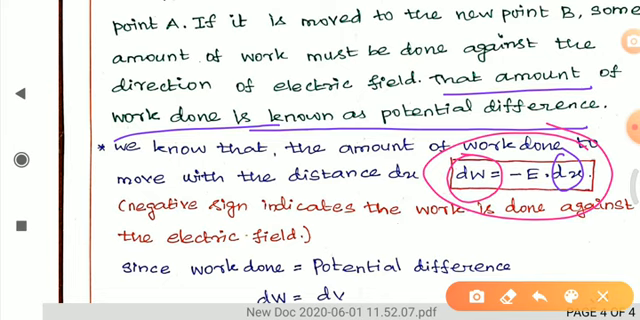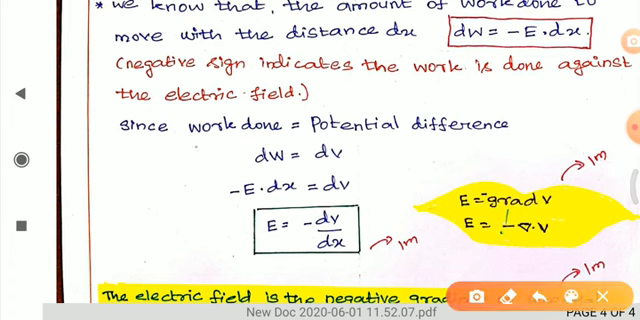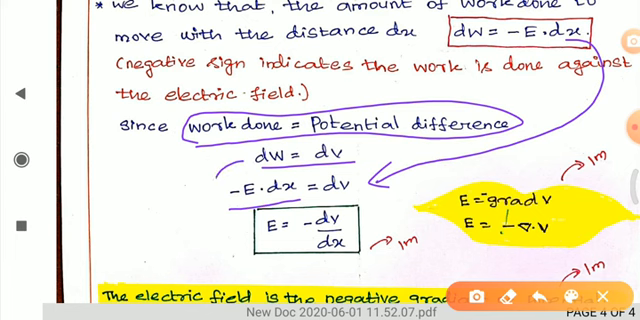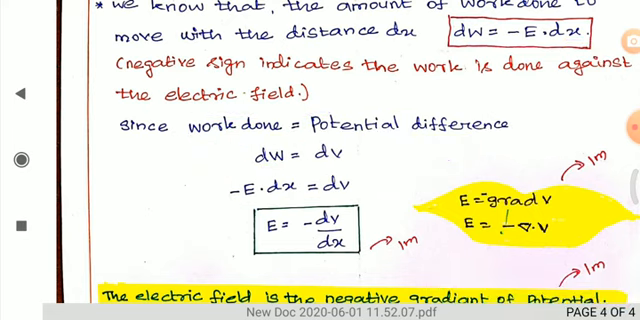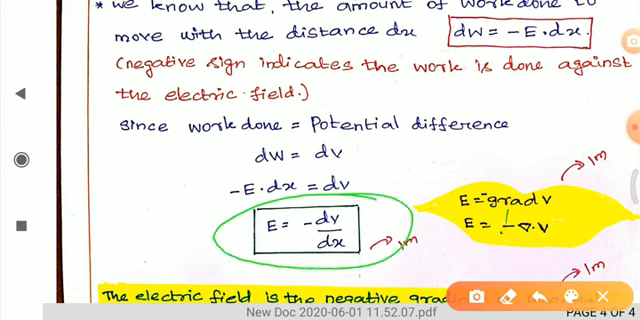Now, what is the amount of work done? By the definition of potential difference, we got clearly that the amount of work done is nothing but the potential difference. So we can write dW is equal to dV. What is dW? The small amount of work done is equal to the small amount of potential difference. From this equation we can write dW is equal to minus E dot dx is equal to dV. Then by simplification we can write E is equal to minus dV by dx.